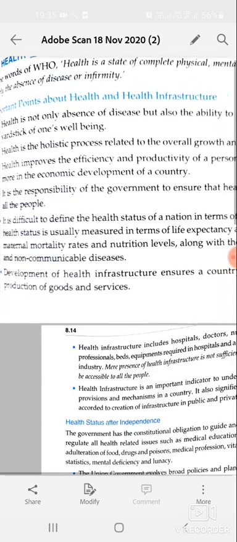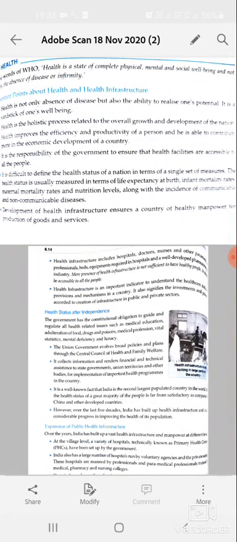Now, let us discuss some of the important points about health and health infrastructure. Health is not only the absence of disease but also the ability to realize one's potential. It means if a person is able to use his or her caliber, potential, and energy in productive activity, then we can say the person is healthy. It is a yardstick of one's well-being. The more healthy a person, the more wealthy, because more health means more productivity, more income, and more social standing. And second, health is a holistic process related to the overall growth and development of the nation.